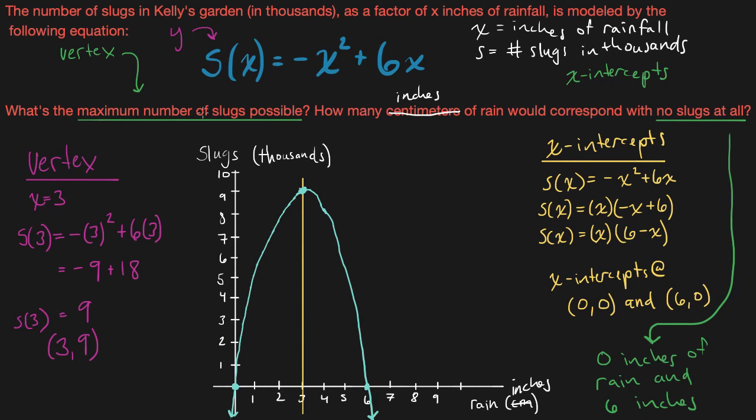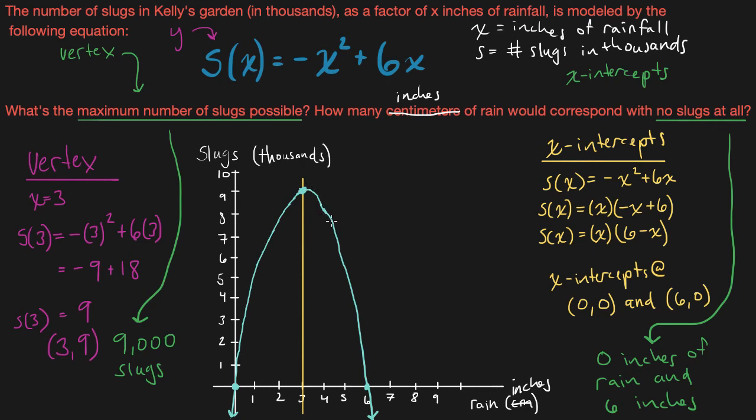And then the maximum number of slugs possible, that's our vertex that we found. And that was at 3 inches of rain. And then our maximum number of slugs, well, the maximum number was the y value of our vertex, which is right here, right at 9. And remember, we're measuring our slugs in thousands here, so it's really 9,000 slugs. So the maximum number, I'll just indicate with an arrow here, that's at 9,000 slugs. That's the maximum number of slugs that we could expect. So as the rainfall increases, we get more and more slugs, and then there's a certain point where the number of slugs starts to decline.